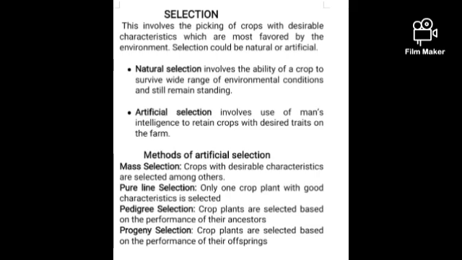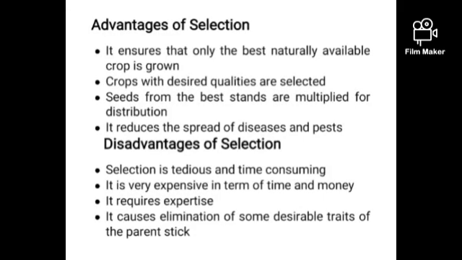Natural selection involves the ability of a crop to survive a wide range of environmental conditions and still remain standing, while artificial selection involves the use of man's intelligence to retain crops with desirable traits on the farm. We have 4 methods of artificial selection: mass selection, pure line selection, pedigree selection, and progeny selection.